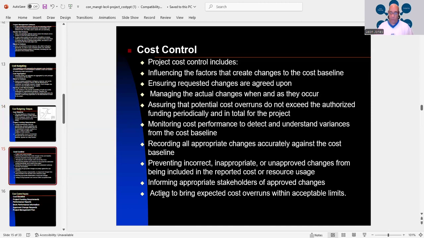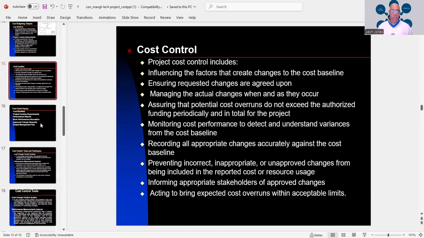and in total for the project, monitoring cost performance to detect and understand variances from the cost baseline, recording all appropriate changes accurately against the cost baseline, preventing incorrect, inappropriate, or unapproved changes from being included in the reported cost or resource usage, informing appropriate stakeholders of approved changes, acting to bring expected cost overruns within acceptable limits.